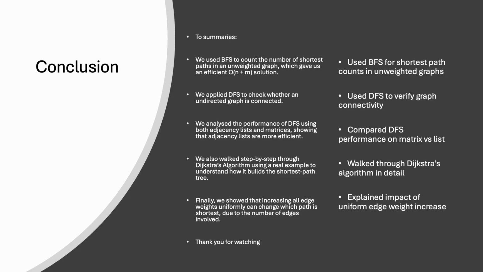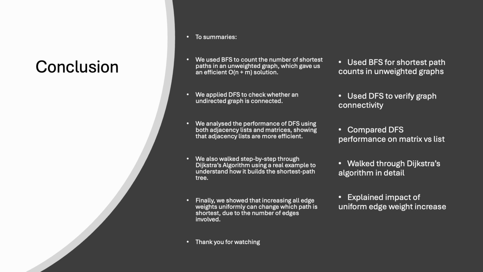So to summarize my task, we went through BFS to count the number of shortest paths in an unweighted graph, which gives us an efficient O(n plus m) solution. We applied DFS to check whether an undirected graph is connected. We also analyzed the performance of DFS using both adjacency lists and matrices, showing that adjacency lists are more efficient, as the matrix's total time complexity will be O(n squared).